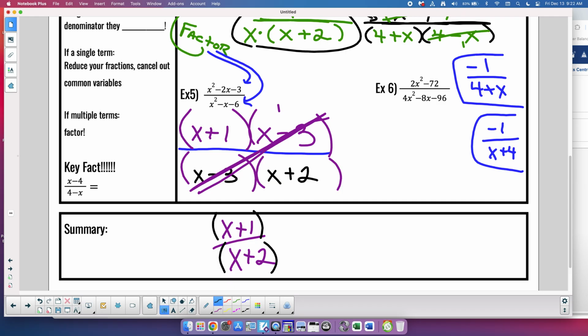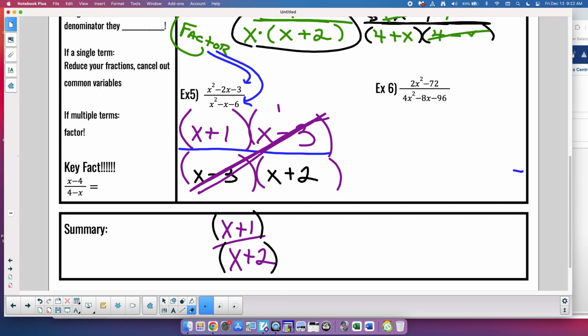Last one. Go. Like I said, your factoring skills are now huge. I'm going to just tell you, there's a GCF in both. Please do it.